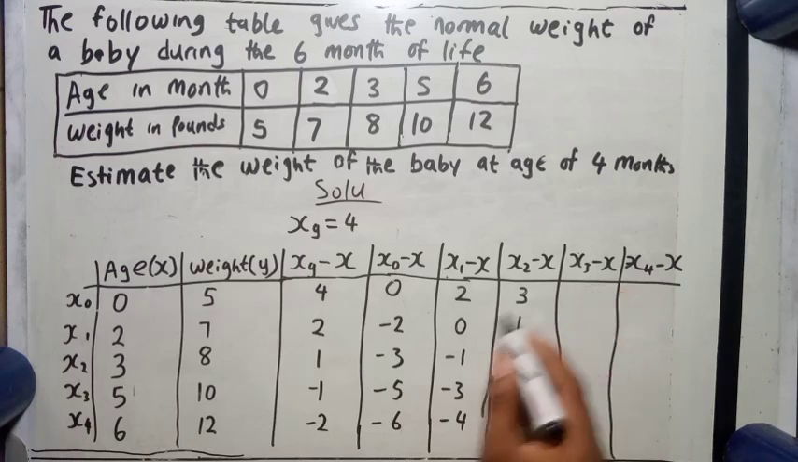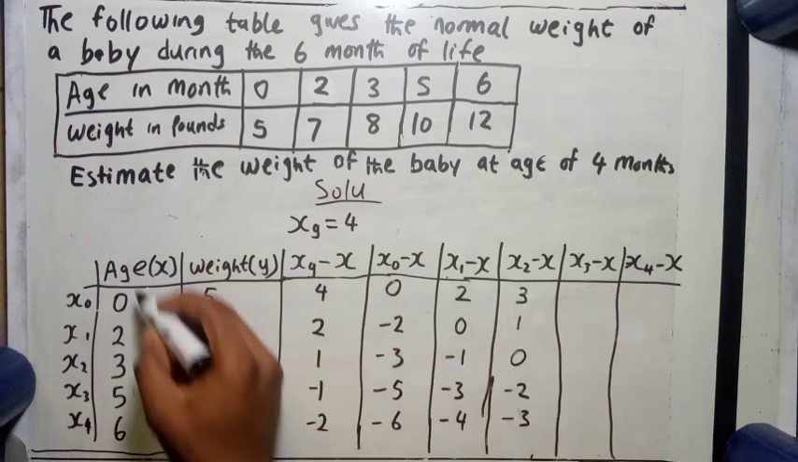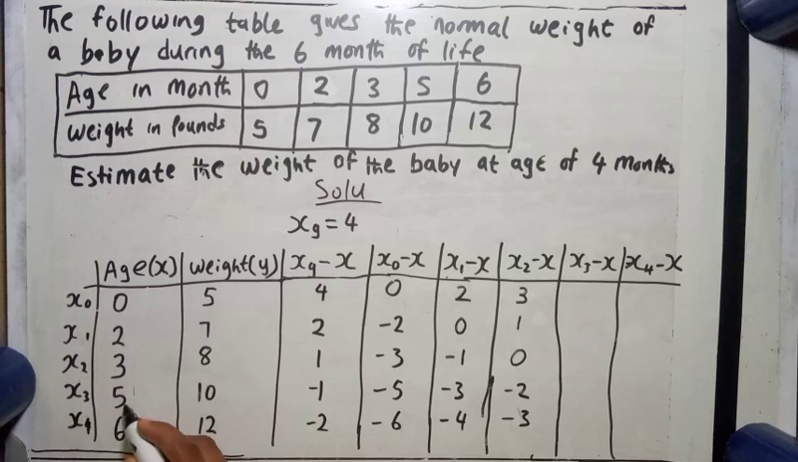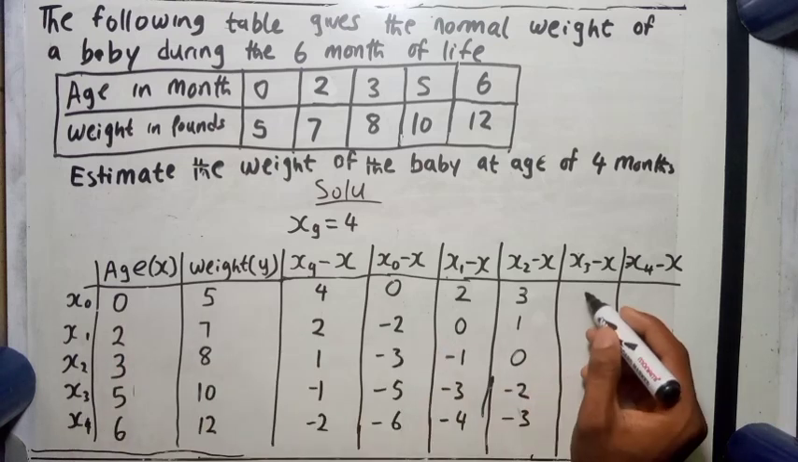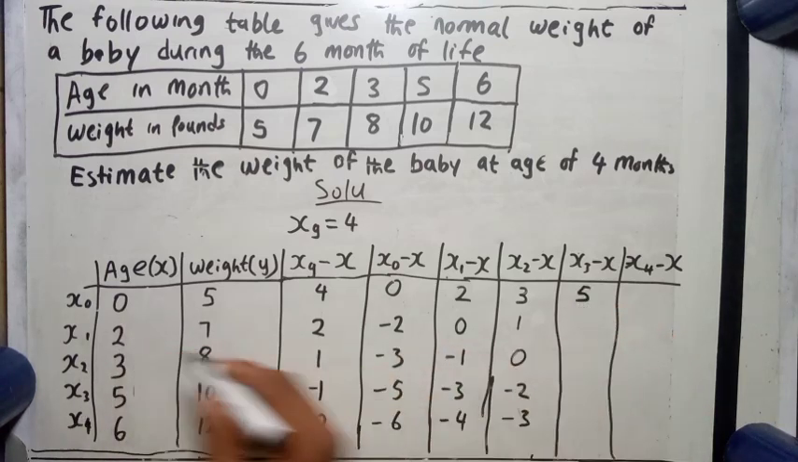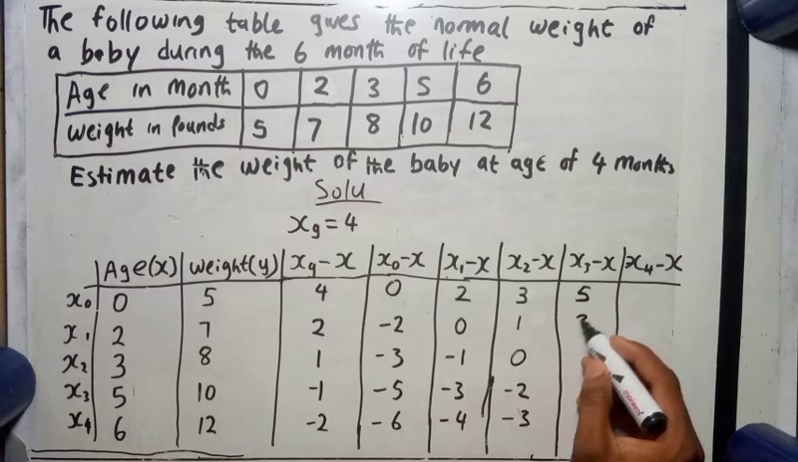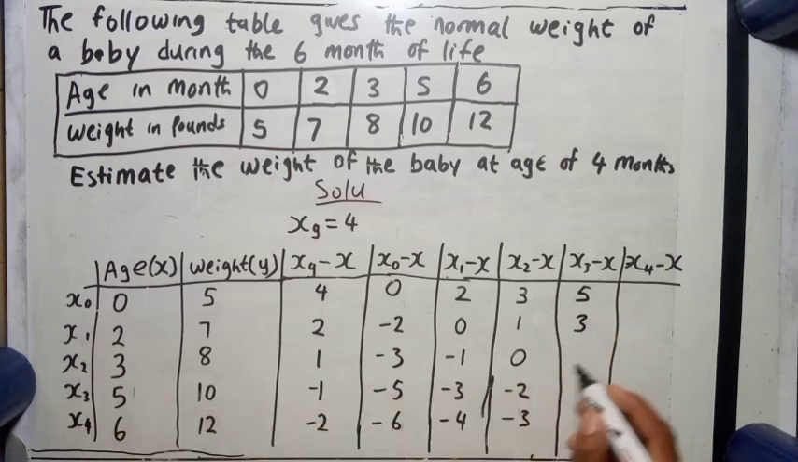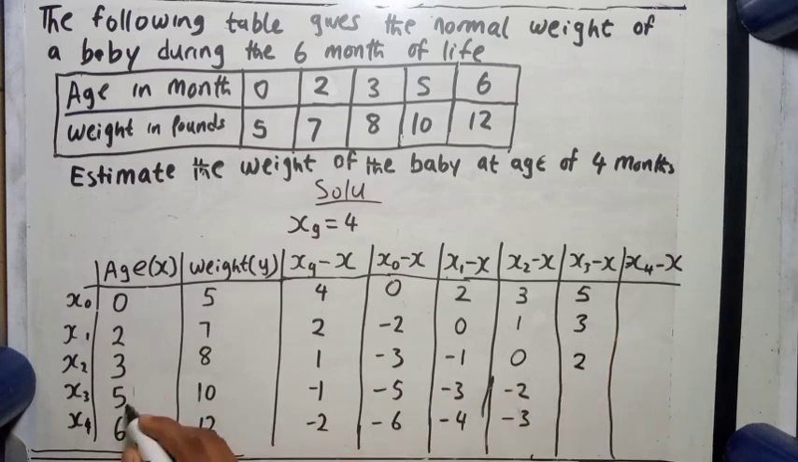Now we are having our x3 minus everything here. So our x3 is what, 5. So 5 minus 0 is what, 5. 5 minus 2 is what, 3. 5 minus 3 is what, 2. 5 minus itself is what, 0. 5 minus 6 is what, minus 1.